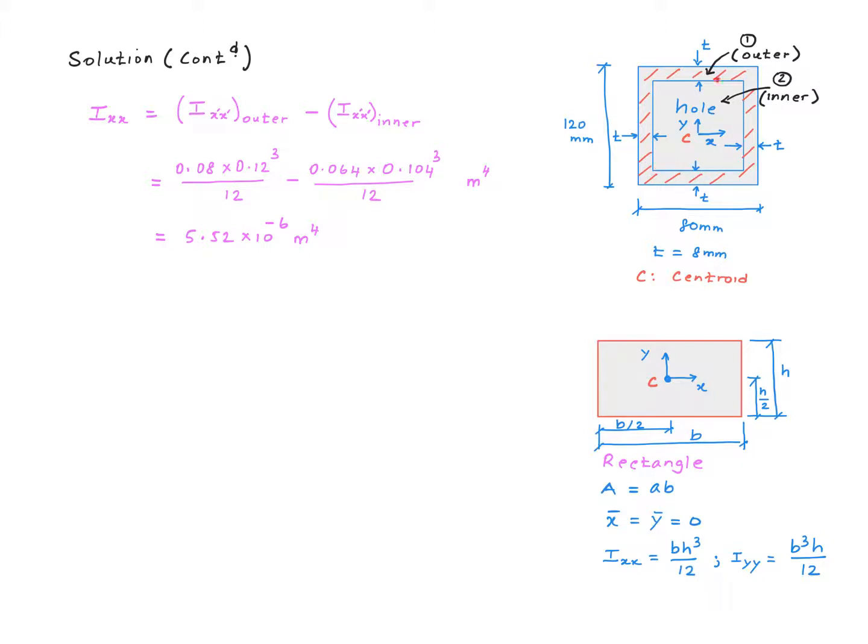Now, considering the inner area, the dimension parallel to the axis would be 80 millimeters minus 2 times the wall thickness, which is 64 millimeters, or 0.064 meters. The dimension perpendicular to the axis would be 120 millimeters minus 2 times 8 millimeters, which is 104 millimeters, or 0.104 meters. So those are the numbers you see here. The units for Ixx would be meter to the power of 4. Simplifying these, we get this number for Ixx, 5.52 times 10 to the minus 6 meter to the power of 4.